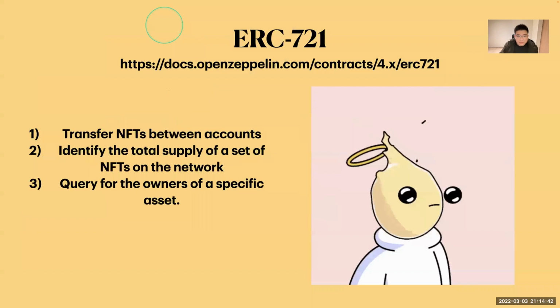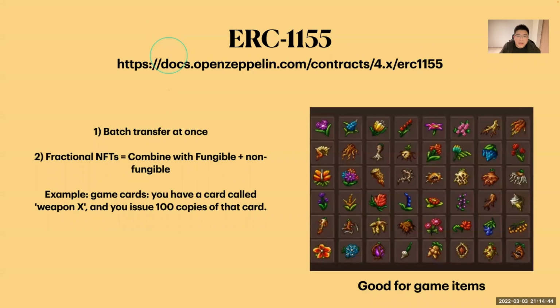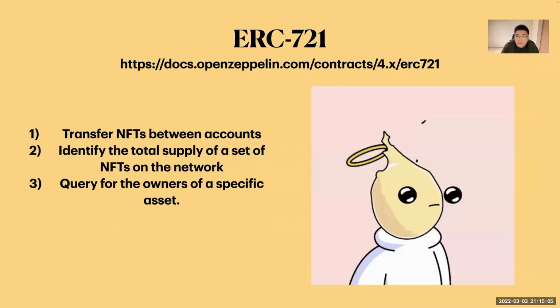And next one is called ERC 1155. Okay, so this is a smart contract for NFT as well, but they upgraded some features. The first feature is the batch transfer at once. With the previous contract, we can transfer only one at a time.